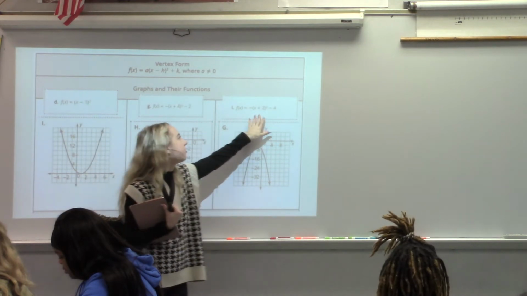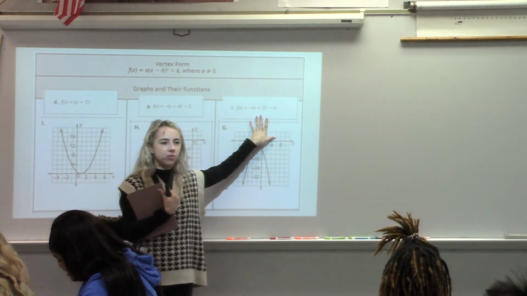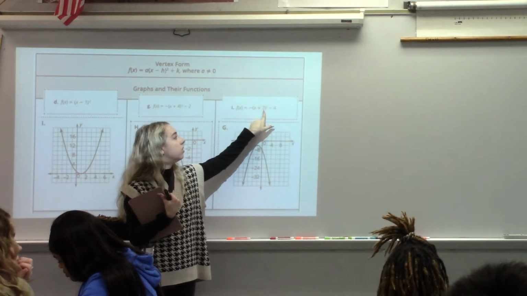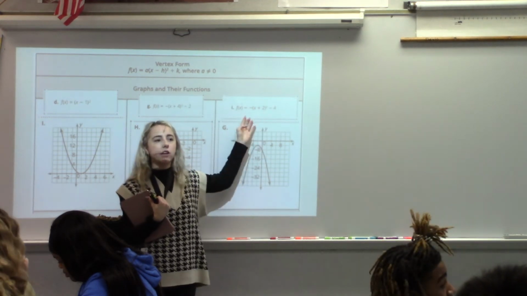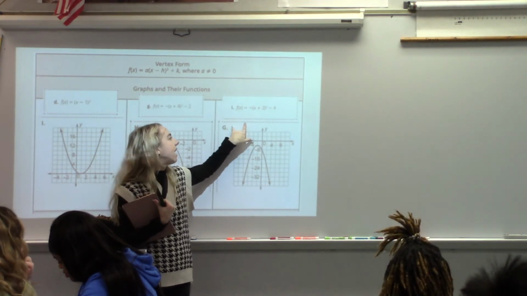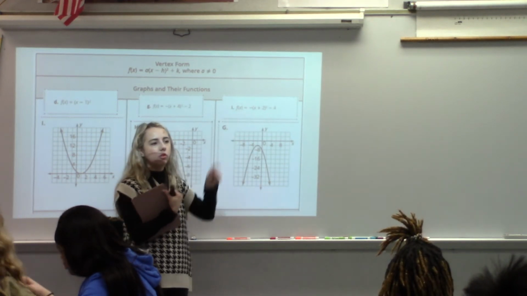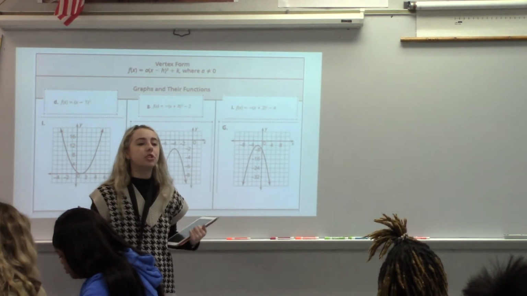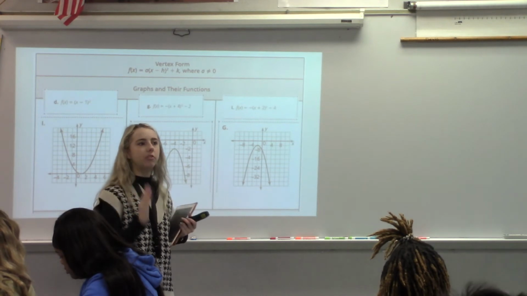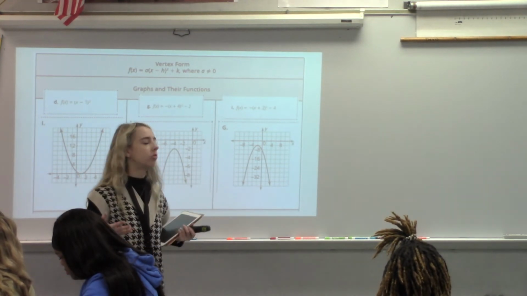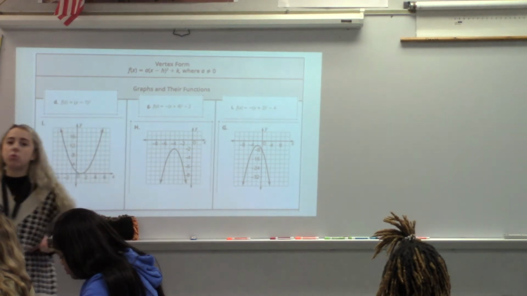Okay, so what would the vertex of this one be? -2, -4. Right, -2, -4 is the vertex. What would the axis of symmetry be for this one? -1. Okay, so the axis of symmetry is technically the equation of a line. So we need to say x equals -2.